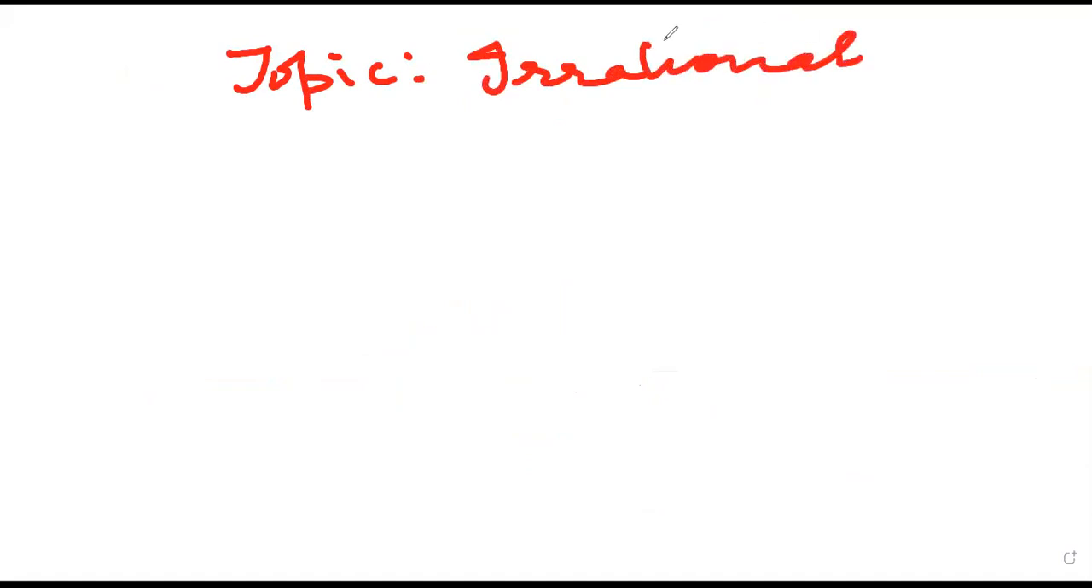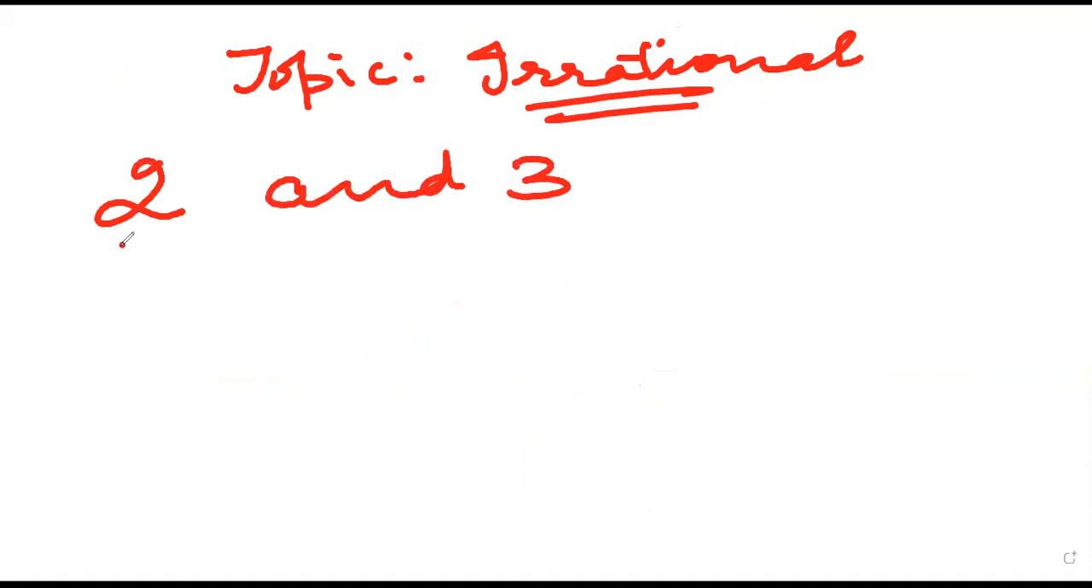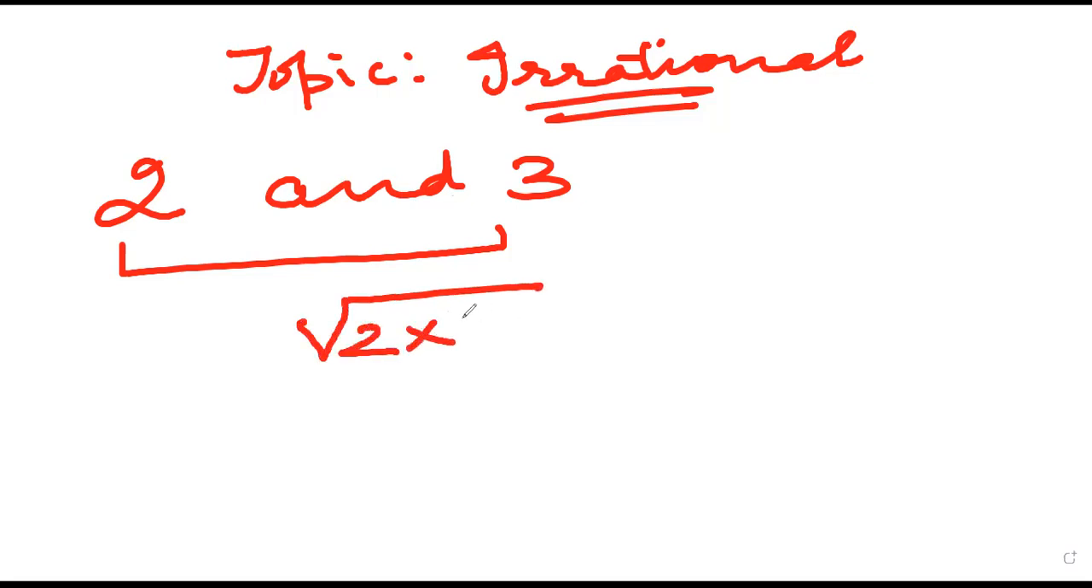Now, children, let's come to another topic, that is how to find a rational or irrational number between two given numbers. Okay. Now, children, we are having 2 and 3, any two numbers. You have to find an irrational number between these two numbers. So, children, it's very easy. Your irrational number between these two will be square root of 2 multiplied by 3. Okay, what is that? Root 6. What you have to do here, you just have to multiply both the things, and that will be the irrational number between two given numbers.